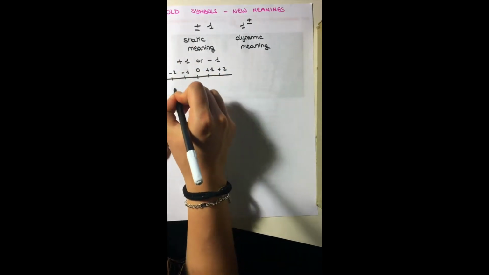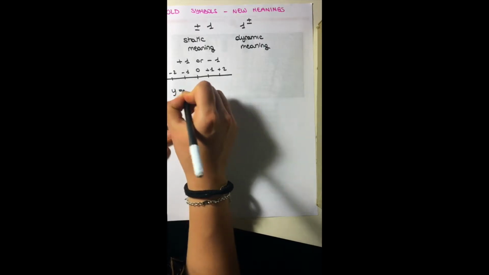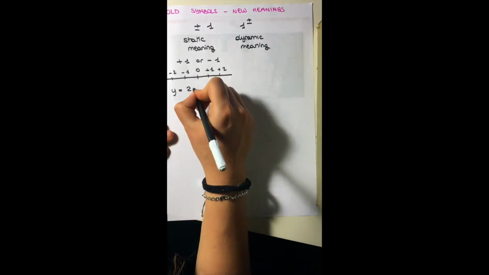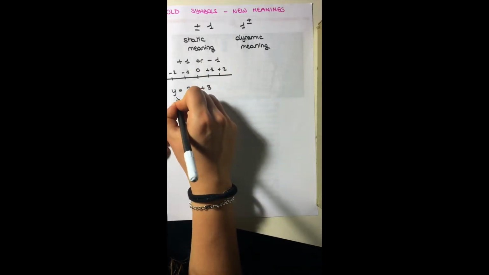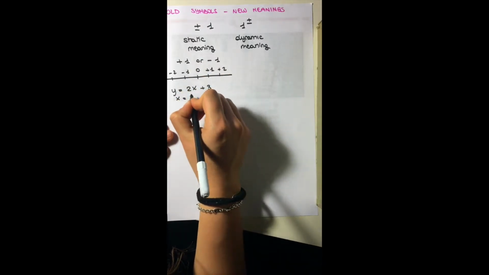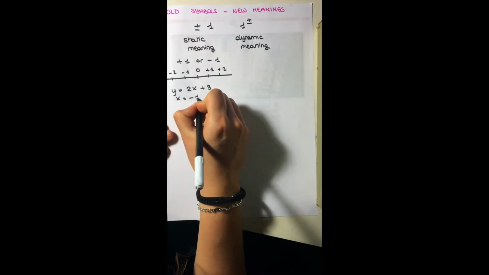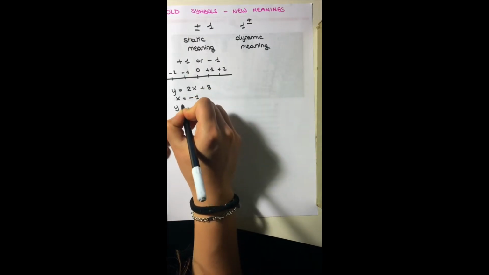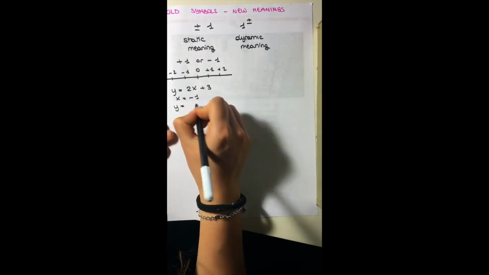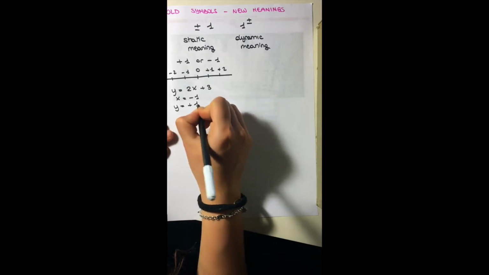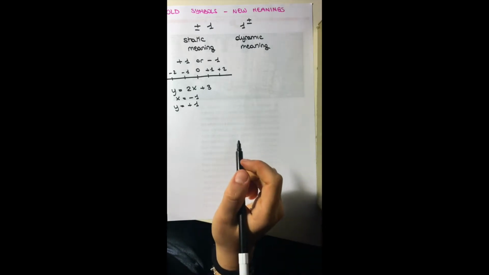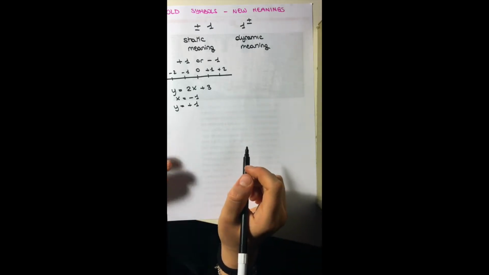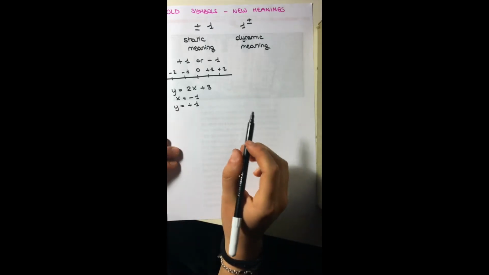Another example could be y equals 2 multiplied by x plus 3, and we could have x equals -1, so y equals +1. So here it indicates in fact a determinate and a specific number.